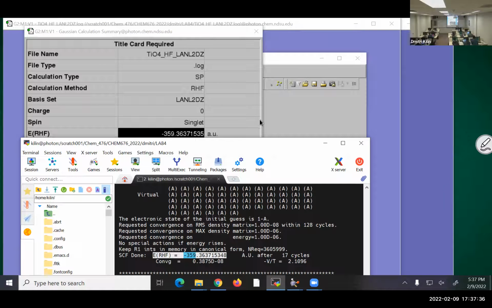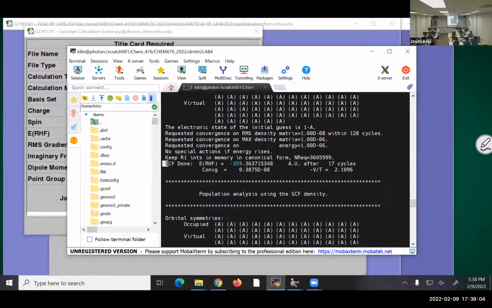The abbreviation RHF stands for restricted Hartree-Fock. Restricted because we specify an equal number of spins up and spin down. If one does a different spin multiplicity, it will be unrestricted, UHF. And if you do DFT or other calculations, it will be a different abbreviation. So ERHF is good, but not universal. But if you look for SCF done, probably it will be more universal. So I'm going to get to this line without scrolling the whole file.